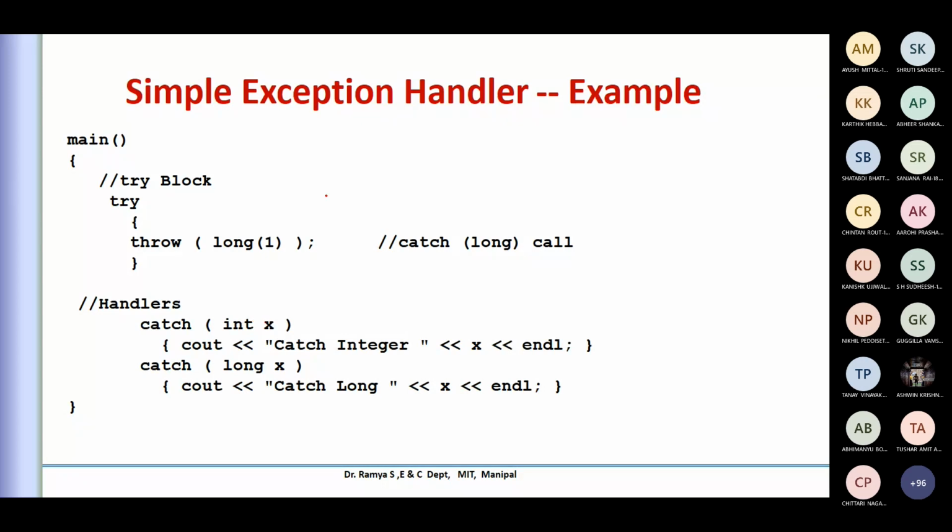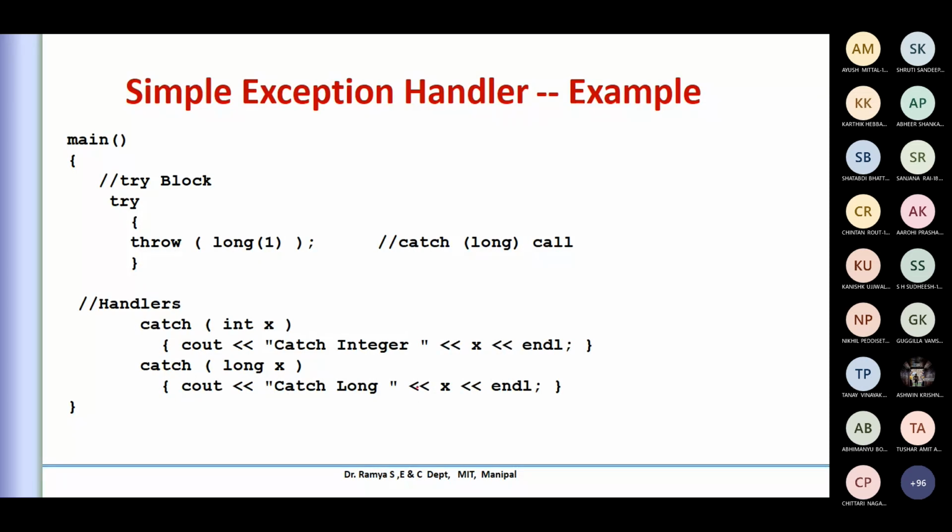Here you are throwing a long, so it will skip this integer block, because you have not written throw integer here, it is a long. Though you have this catch block, it will be excluded and it will come to the appropriate definition. It is similar to function overloading. It identifies and matches this particular information, comes to this value, and prints this information. Is it clear for you?